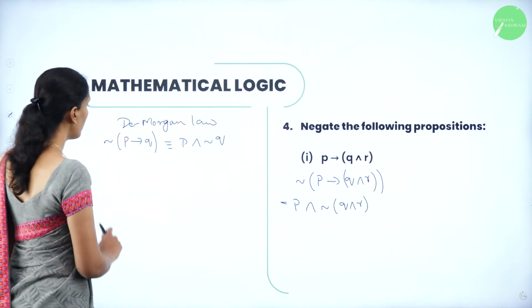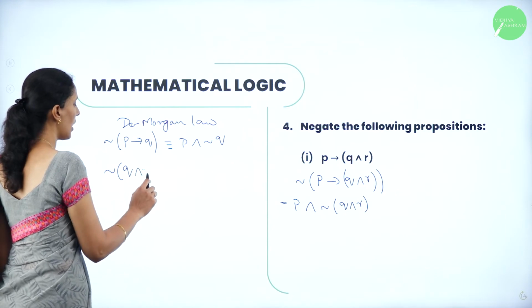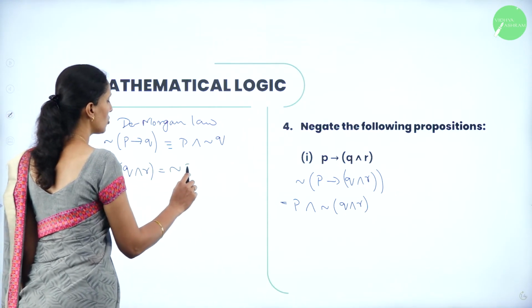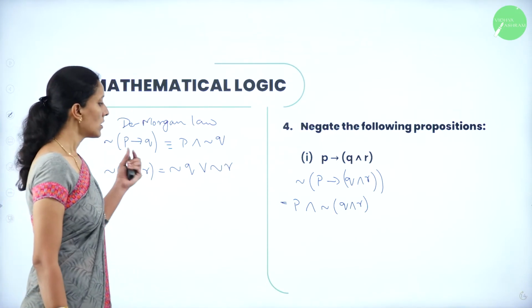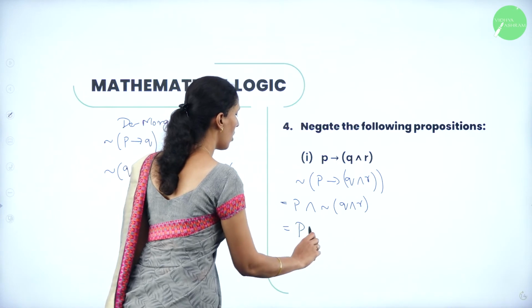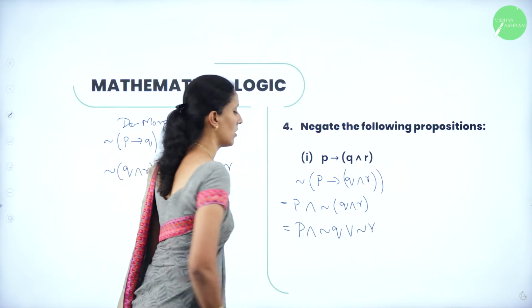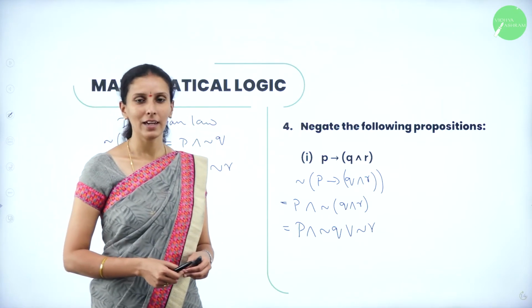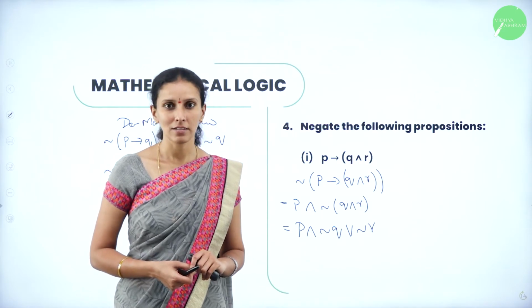And we have one more De Morgan's law, that is negation of Q or R can be written as negation of Q and negation of R. So this is one more law. So again using this property, we can write here P or negation Q and negation R. So this is how we can negate each and every statement in the given logical connective statement.